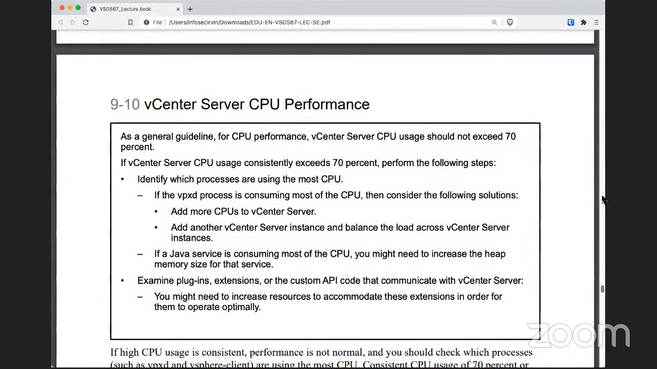As a general guideline, your CPU performance should not go above 70%. If it does, then we probably need to add more CPUs to the vCenter server or add another instance to load balance across instances. This system does use Java, and so if you see it consuming a lot of CPU, you'll need to increase the heap memory size for that service. And of course, any plugins that you add to the system later will also contribute to CPU usage.